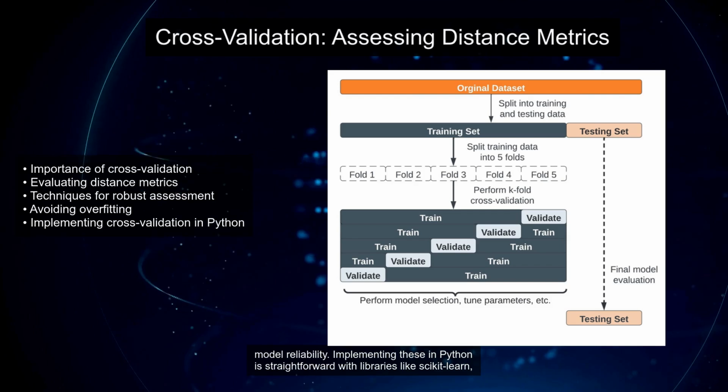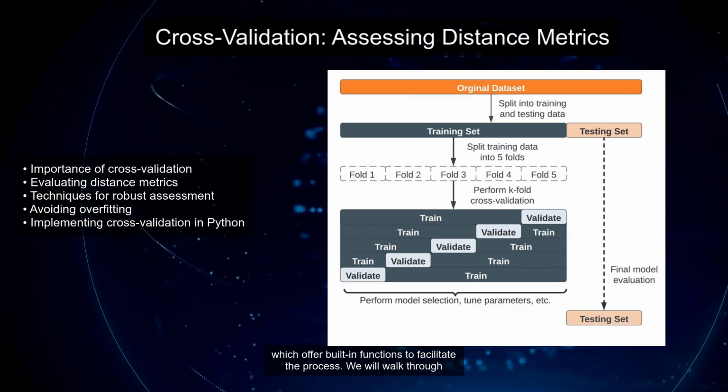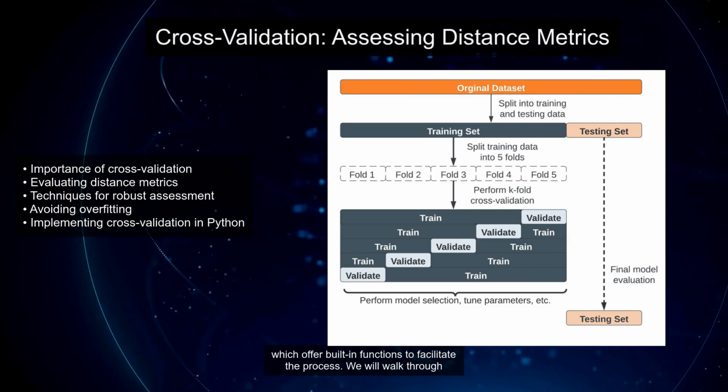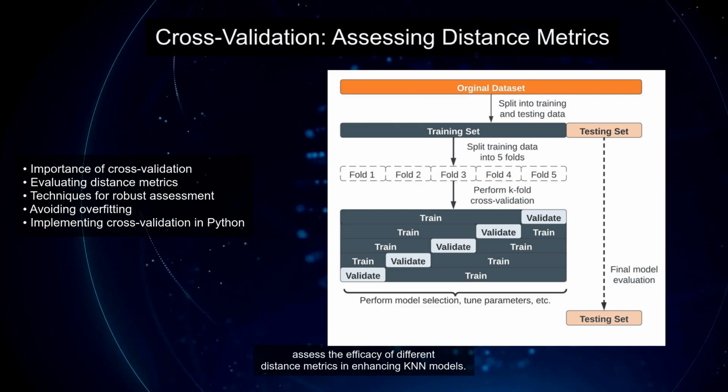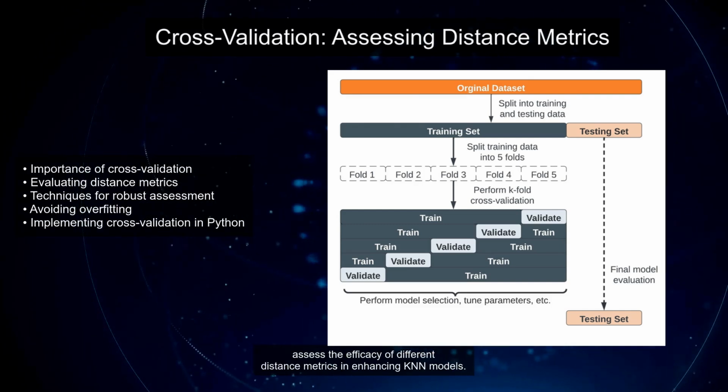Implementing these in Python is straightforward with libraries like scikit-learn, which offer built-in functions to facilitate the process. We will walk through the implementation of cross-validation techniques, demonstrating how they can be used to assess the efficacy of different distance metrics in enhancing KNN models.